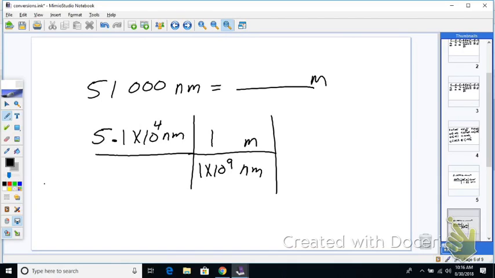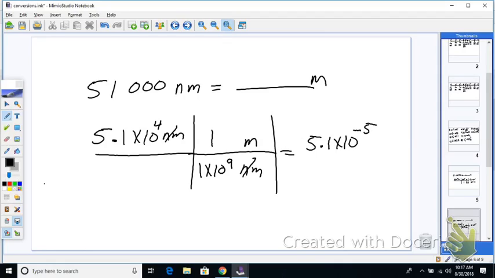So you did that for today, and we're just putting it in a conversion factor. That's what that's called, a conversion factor. Nanometers cancel out, and when we divide, we subtract. So 4 minus 9 is negative 5. So it becomes 5.1 times 10 to the negative 5th. Does that make sense?